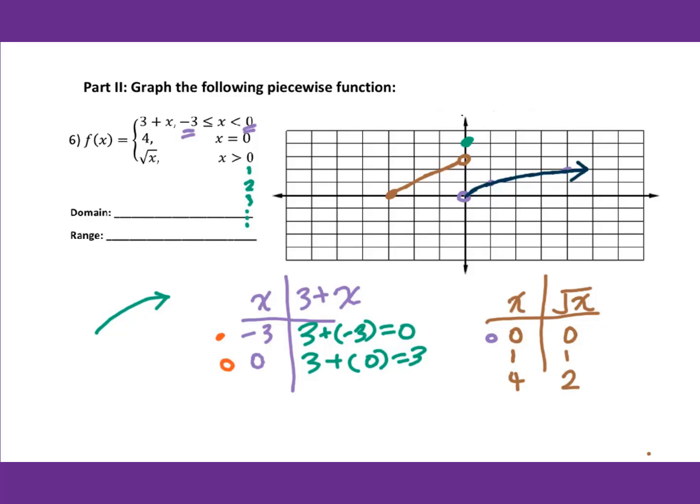Then let's check the domain. We did find the very left point, that is -3. No ending point on the right side. So that's the domain. We find the very bottom point, that's 0. Since it's a closed circle, that's 0. No ending point to the top. That will be the range.